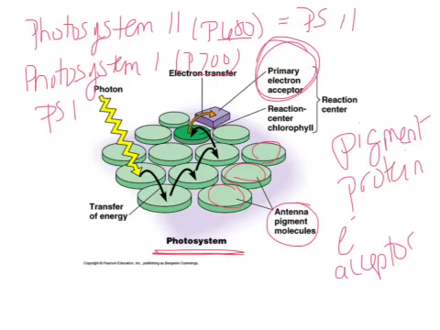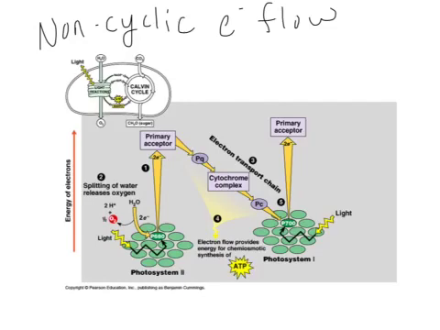Okay, so let's take a look at what's called non-cyclic electron flow. So what I have happening here is non-cyclic electron flow. Cyclic would be a cycle, right? So this is not cycling. We're going to have non-cyclic electron flow, and then you'll see cyclic electron flow. So in this one, the electrons are not going in a continuous cycle or circle.